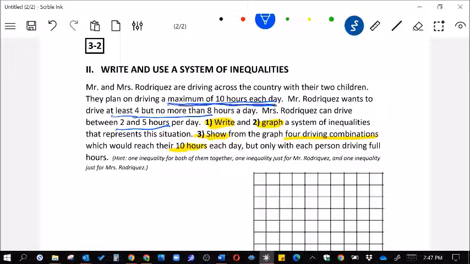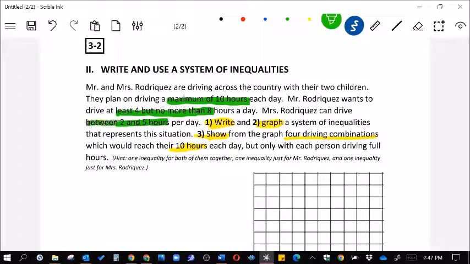Let's straighten up these lines. I am going to show those in a different way. Max of 10 hours, at least 4, no more than 8, and between 2 and 5.